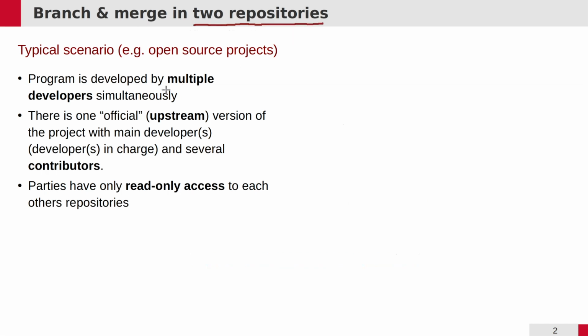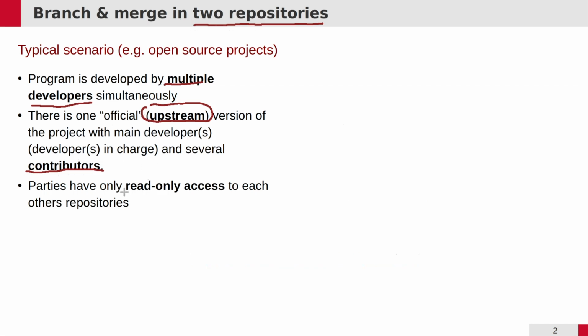The typical scenario is that you have a project, a program, a software package which multiple developers are developing simultaneously, and usually you have a so-called upstream version of the project, let's say the official version of the project, the one which everybody refers to if you are talking about that project. It may have one or multiple main developers, and there are all the rest of the people who are just contributors. That means they can read this main repository, but they cannot write to it. Nevertheless, it's very, very nice and easy in Git to contribute to a certain project.